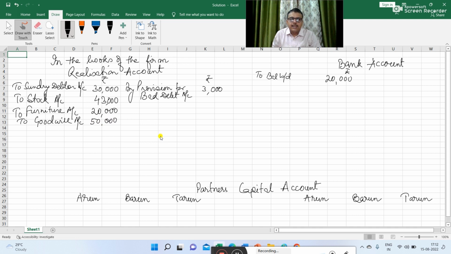And on the liability side we have creditors. So creditors account debit to realization. So by creditors account in the realization ledger.